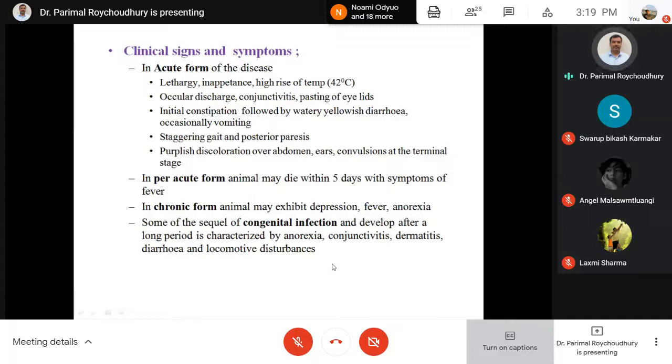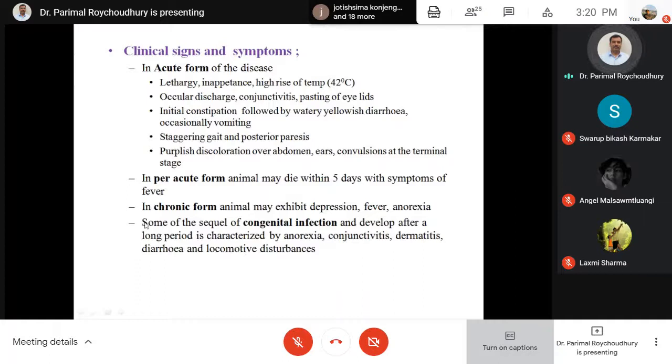So the acute form, peracute form, chronic form, and the congenital form are the different types of disease manifestation seen in pigs. In the acute phase, yellowish diarrhea may be produced, and conjunctivitis and high fever are the first signs, and some animals develop nervous abnormalities. Then gradually they produce purplish discoloration of the abdomen and ears. This indicates the leakage of blood, the cyanosis that develops in the skin, and it causes endothelial damage. In the peracute form, the animal may die without showing any symptoms.